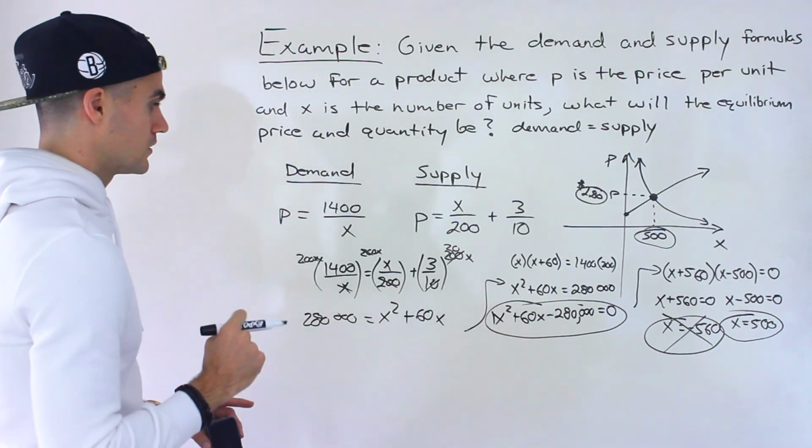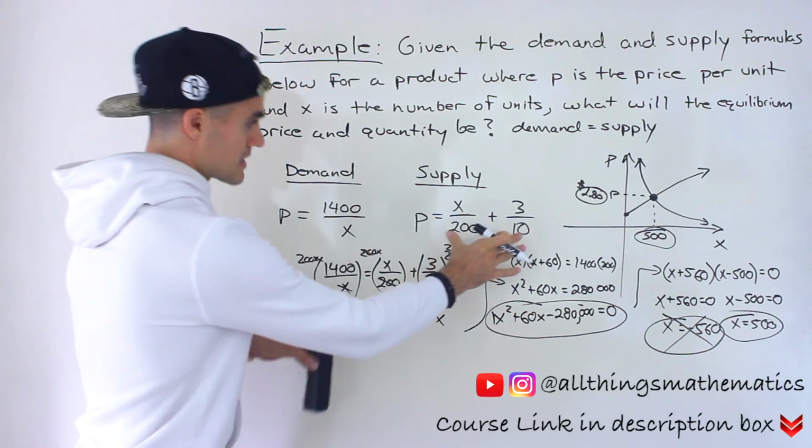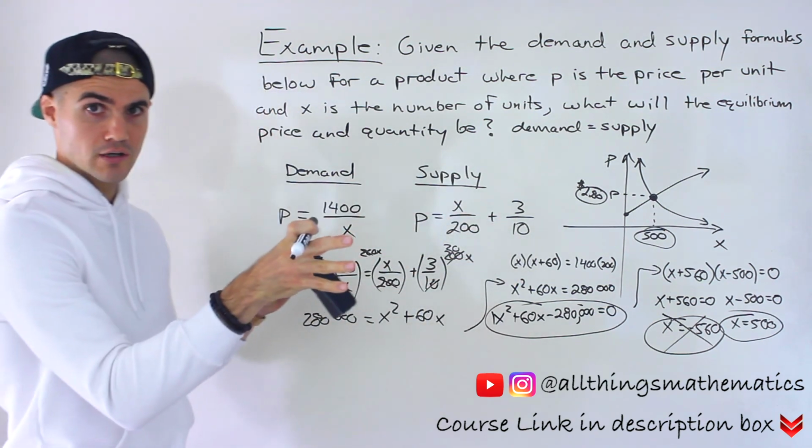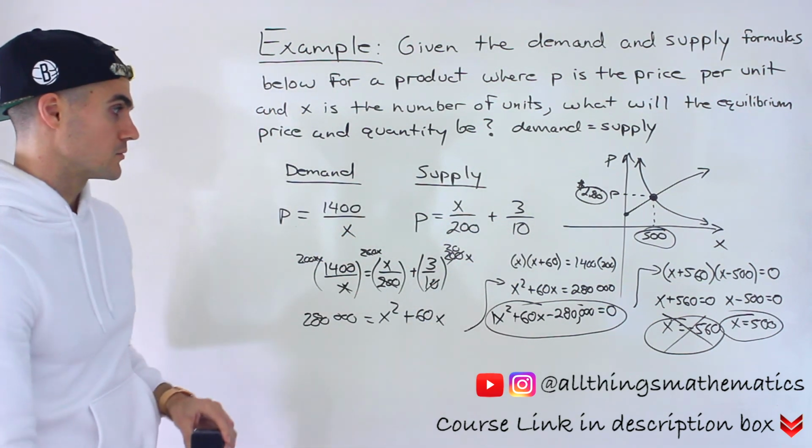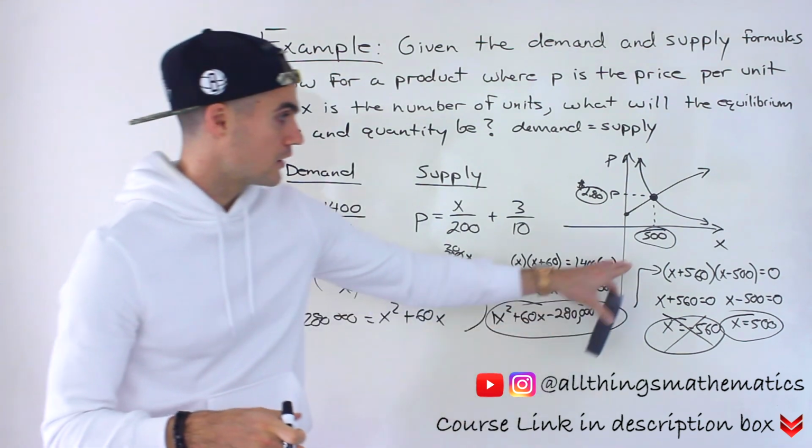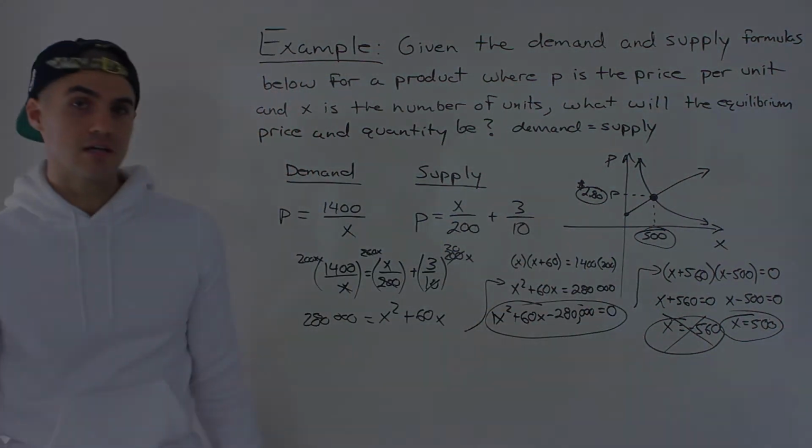So that's another way you can go about it. Personally, if I get something like this, I like to change it all into one fraction on each side and then just cross multiply. But whichever way you do it, the equilibrium quantity is 500 and the equilibrium price is $2.80.